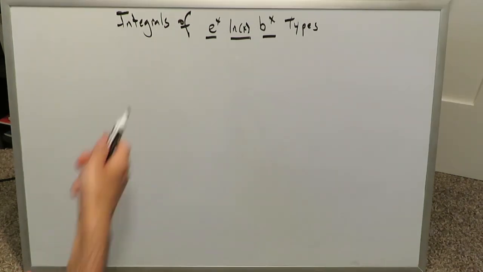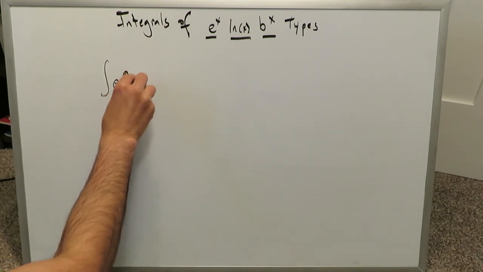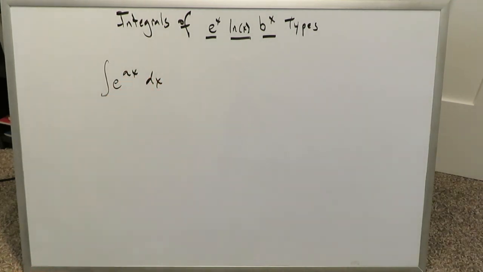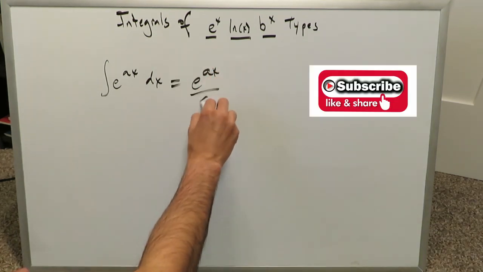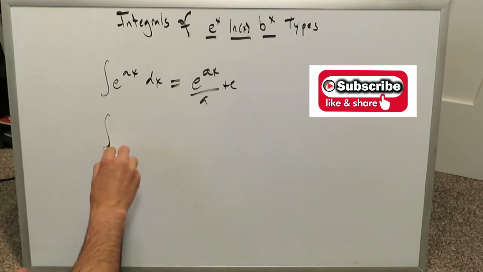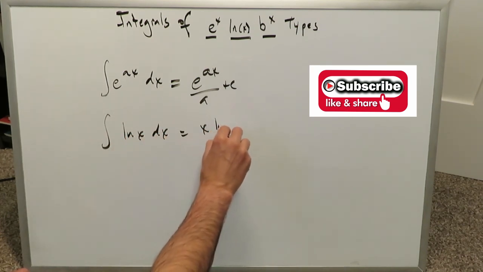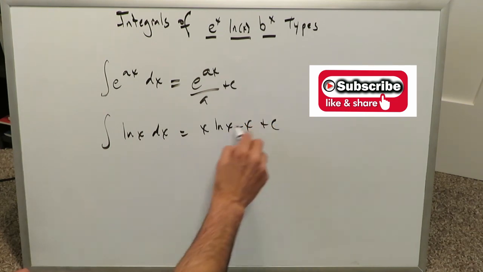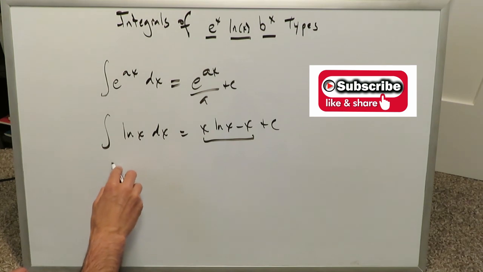So our video, which is relatively short and easy, ends with this. Anytime you have something which looks like this, e to the ax, in terms of an integrand, the antiderivative is just e to the ax over a plus c. Anytime you see natural log x dx, it's x ln x minus x plus c. Rather convoluted but easy to derive using the integrating by parts technique.